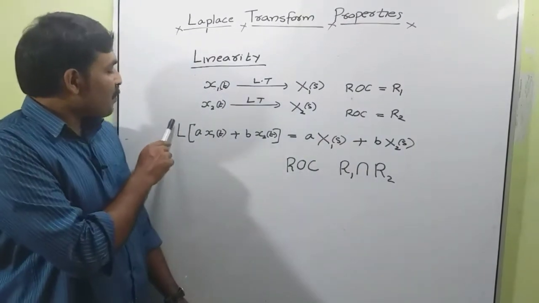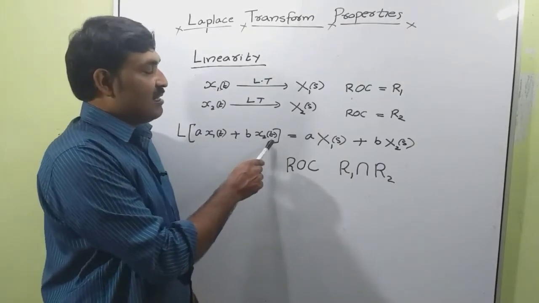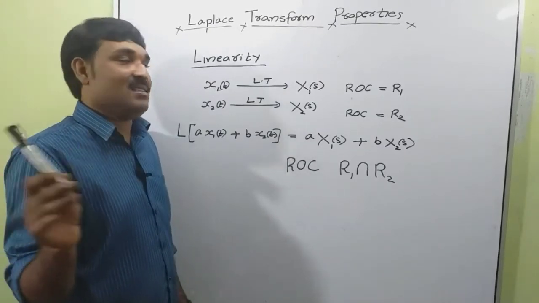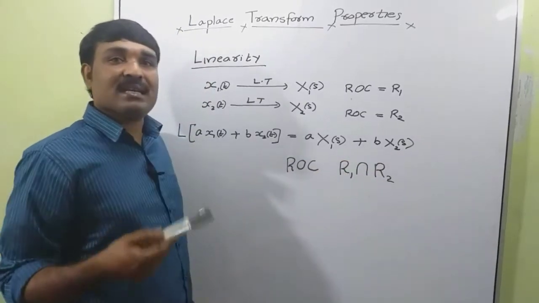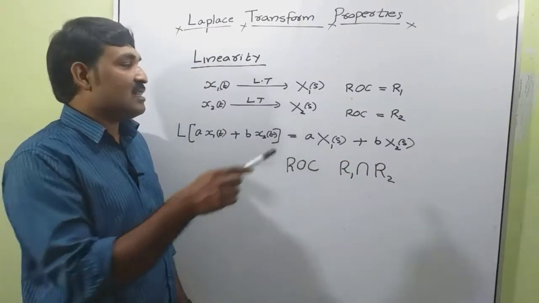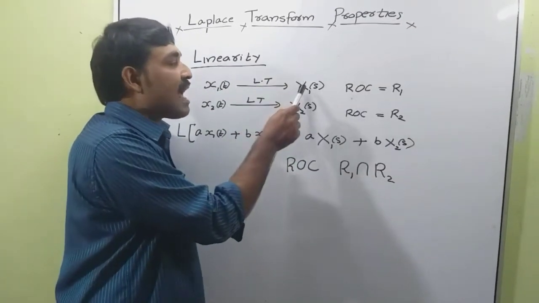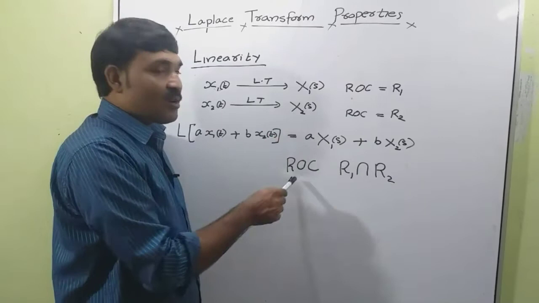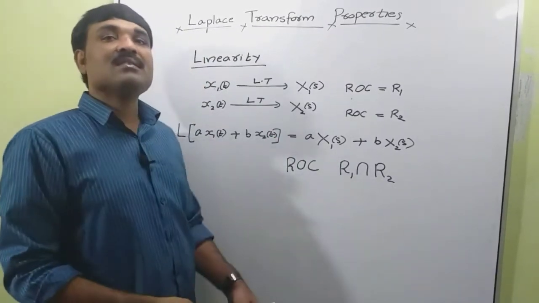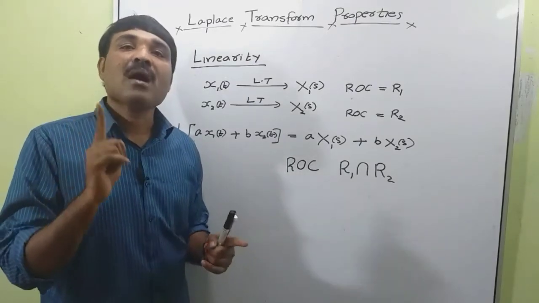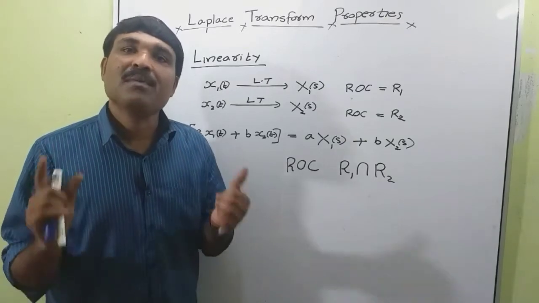That means the Laplace transform of a·x1(t) plus b·x2(t), where a and b are some constants, is equal to a·X1(s) plus b·X2(s). And the region of convergence of this term is the intersection of the ROCs of X1(s) and X2(s). So the region of convergence is R1 intersection R2. So this is the first property of Laplace transform. That is, the superposition principle is applicable for Laplace transform.